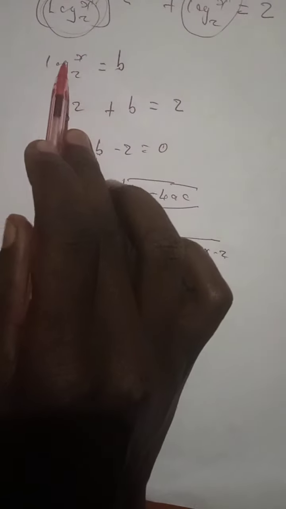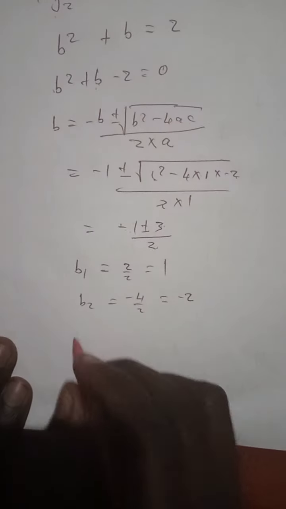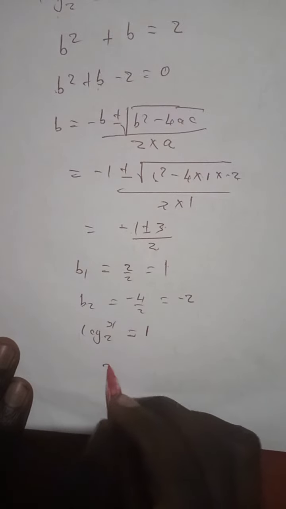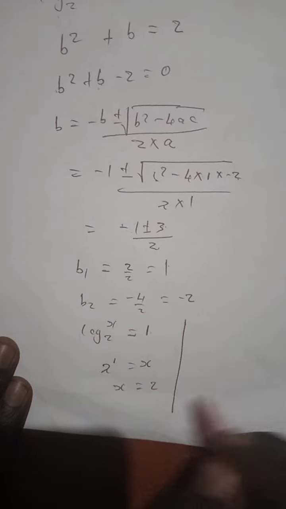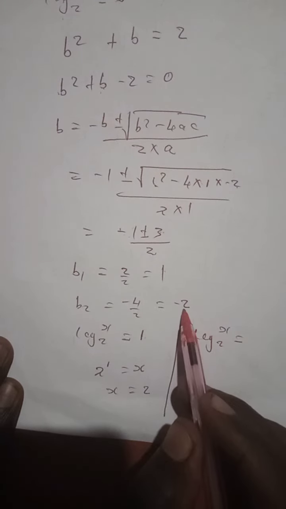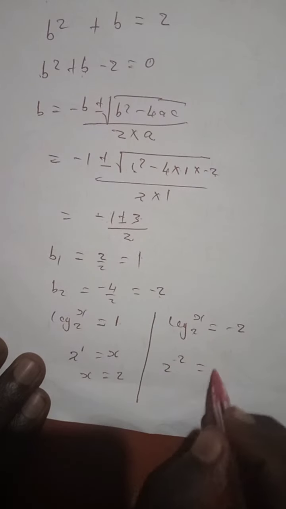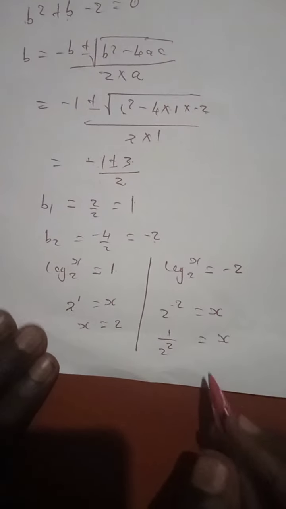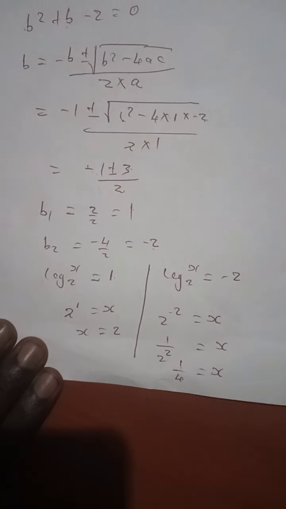But remember, we said up there that log x to base 2 is equal to b. So we now write that log x to base 2 is equal to b, but our b1 is 1. That means 2 raised to 1 is equal to x. So x is the same as 2. Or log of x to base 2 is equal to b, but our b2 is negative 2, so it is equal to negative 2. That means 2 raised to negative 2 is equal to x. Remember, this is the same as 1 over 2 squared is equal to x. That means 1 over 4 is equal to x. So it's simple as that.